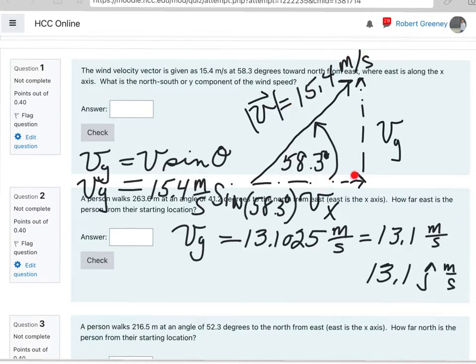We show the vx and vy, the components of the vector v, and the north-south or y component is vy, and the equation is vy equals v sine theta. That's from the equation sheet, but you don't need the equation sheet, right? Because you can see vy is opposite and v is the hypotenuse, so that would be the sine function.